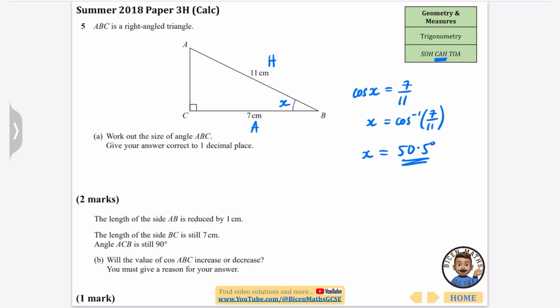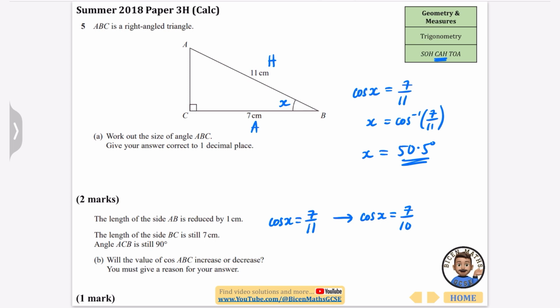The length of the side BC is still 7. Angle ACB is still 90. Will the value of cos ABC increase or decrease? And you must give a reason for your answer. So previously, our cos x was equal to 7 over 11. And now they've said that the side length of AB is going to reduce by 1. So it's not going to be 11, it's going to be 7 over 10. So our new one will be 7 over 10 instead of 7 over 11.